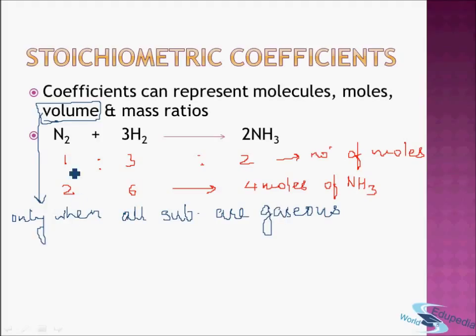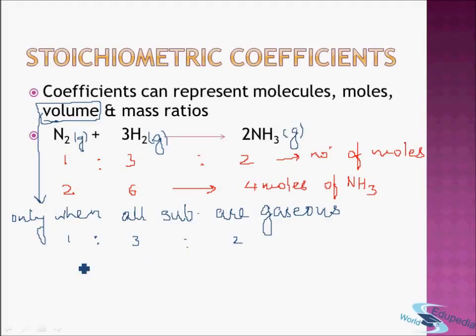Okay, so if all the substances, let's see here, in the reactants we have nitrogen. Nitrogen is a gas. Hydrogen is also a gas. The product which is going to be formed, ammonia, is also a gaseous product. Alright, so in this case all the reactants are gaseous and even all the products are gaseous. So in this case I can say that this ratio, the ratio represented by stoichiometric coefficients 1:3:2, is also the ratio of volumes of nitrogen, hydrogen and the product ammonia.